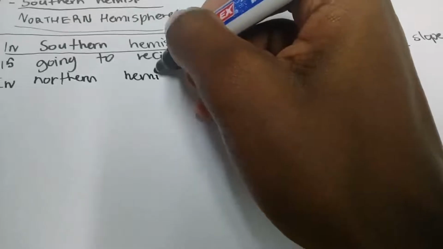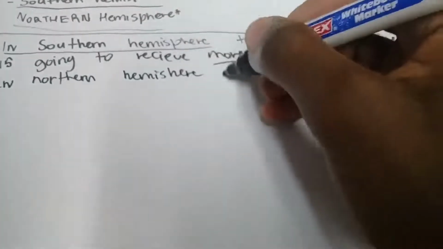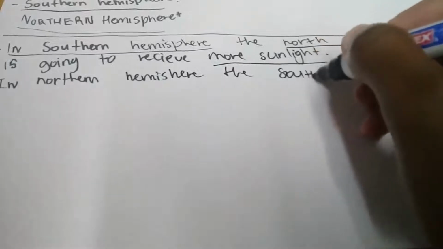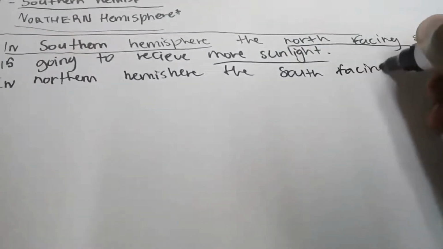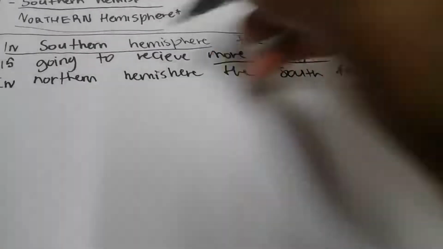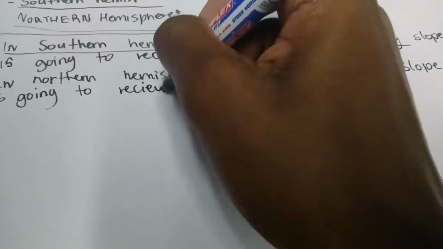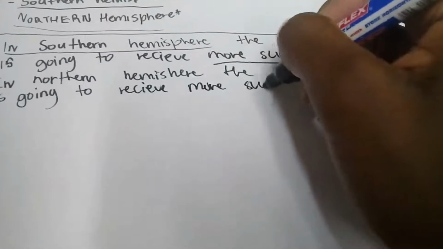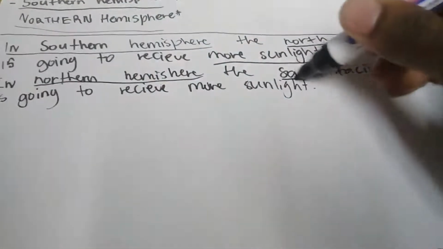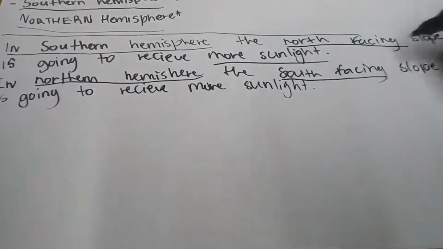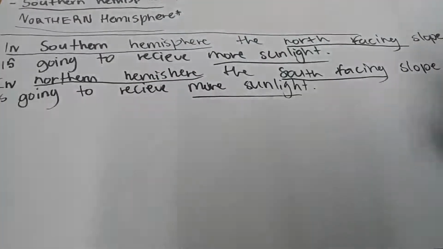Then in northern hemisphere, the south facing slope is going to receive more sunlight. In northern hemisphere, the south facing slope is going to receive more sunlight. Then it's an opposite.